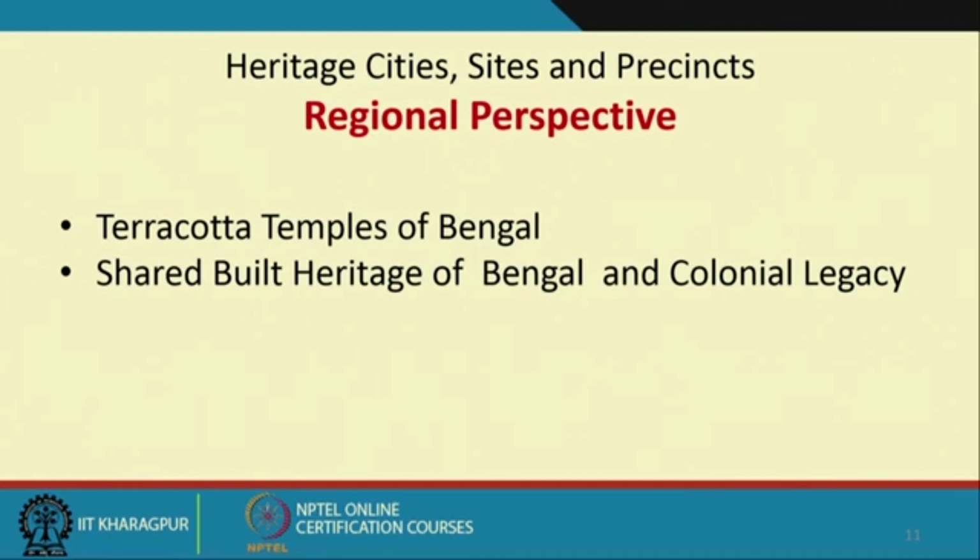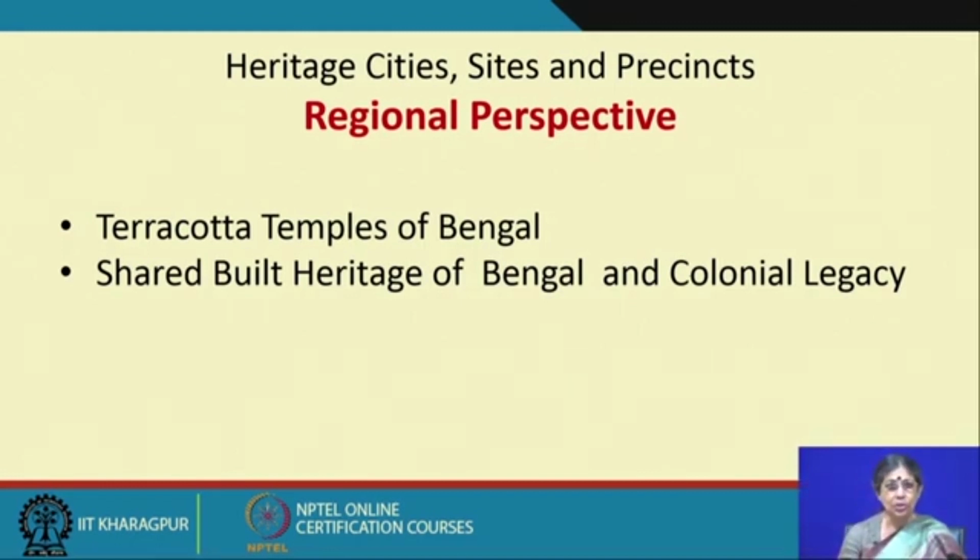I would also like to take a regional perspective. This regional perspective will talk specifically about this region where our IIT Kharagpur is based, in Bengal, in a larger context of Bengal. We will talk about the terracotta temples of Bengal, the evolution of Bengal, the issues of that, the design philosophy and the problems which are there. And we also will talk about another type, which is the shared built heritage of Bengal. Because of the colonial legacy, we have a different type of heritage which is there in all parts of India, but in this module we will talk about only Bengal and these two. So, it will give you an idea of what is meant by a regional perspective of heritage conservation.